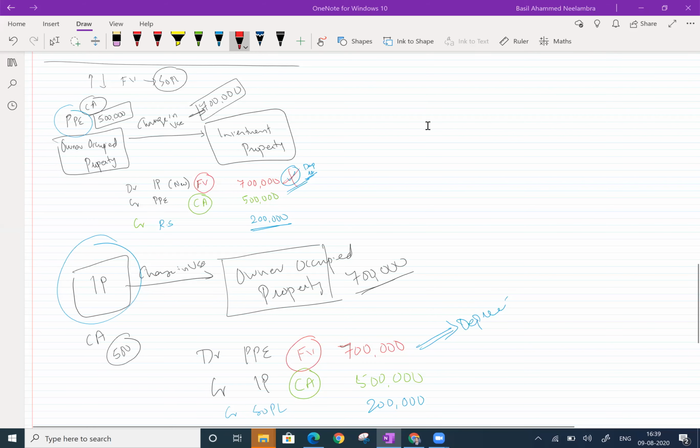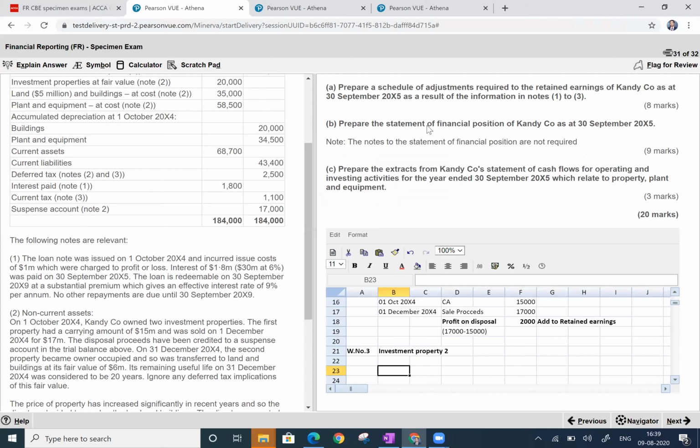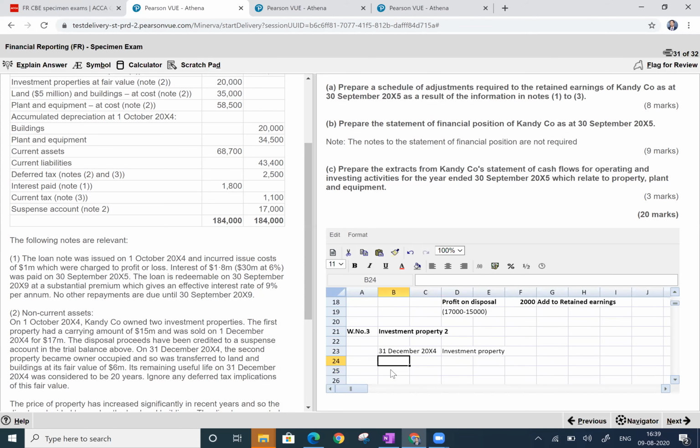Okay, so moving to our question. Read the question. On 31st December X4, the second property became owner-occupied property. When was that? 31st December X4. This was an investment property. Now, there was a change in use, and on 31st December X4, this became an owner-occupied property.